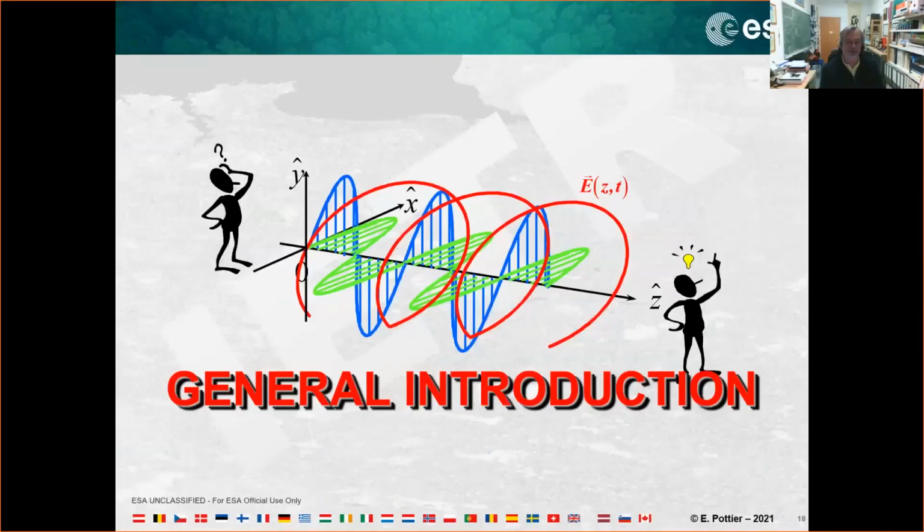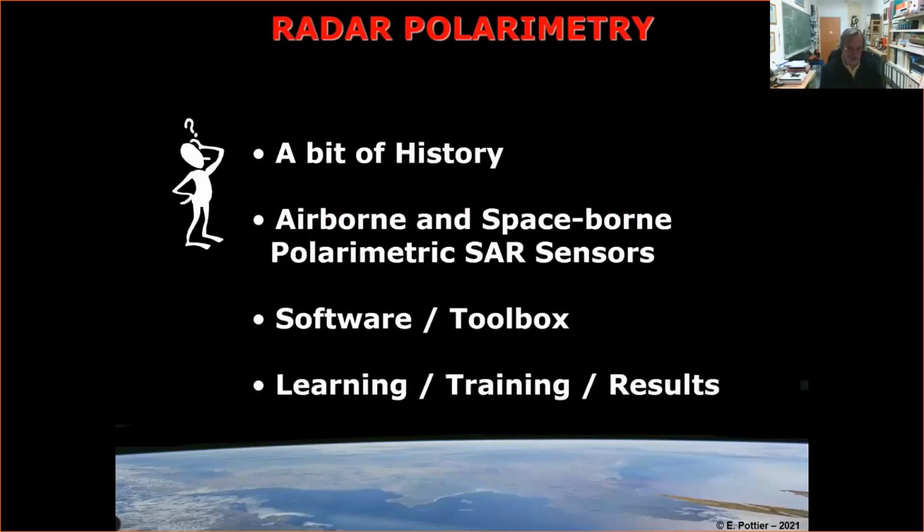So we are going to start with a general introduction. And in this general introduction, I shall make a recall about the history of polarimetry. Then I shall present not airborne, but more space-borne polarimetric SAR sensors. The past ones, the current ones, and the future ones. Then some words about the software toolbox, and some information about learning or training.